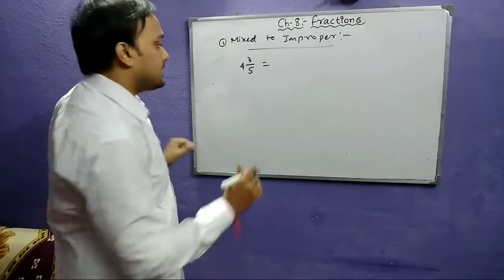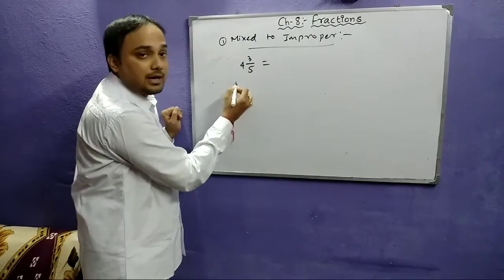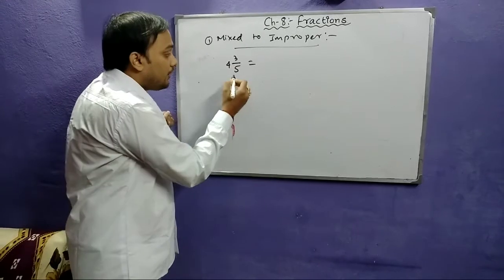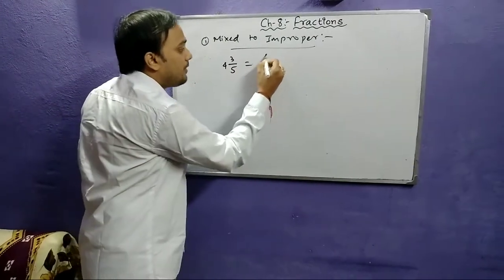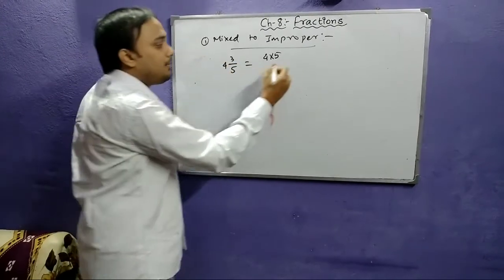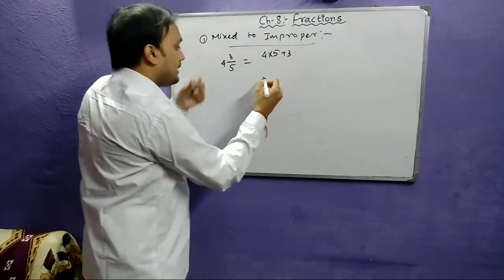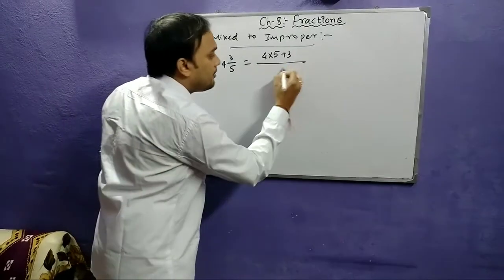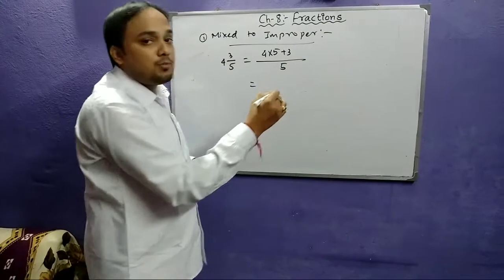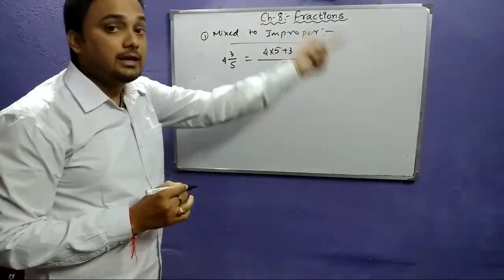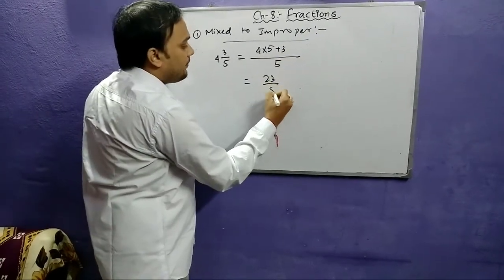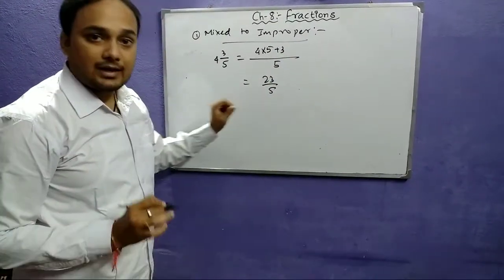Listen very carefully, students. These two numbers, that means the whole number and the number at the denominator, you will multiply. That means you will multiply 4 into 5. And the numerator will be added to that, that means plus 3. And the denominator is 5, so we will write the denominator at the bottom itself. According to BODMAS, we have to multiply first and then add. So it will be 4 fives are 20, 20 plus 3, 23 by 5. So this is my answer. What I say, I repeat.